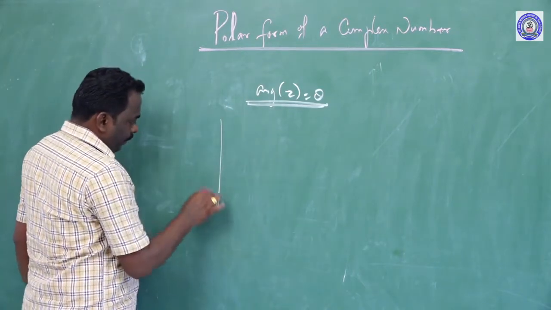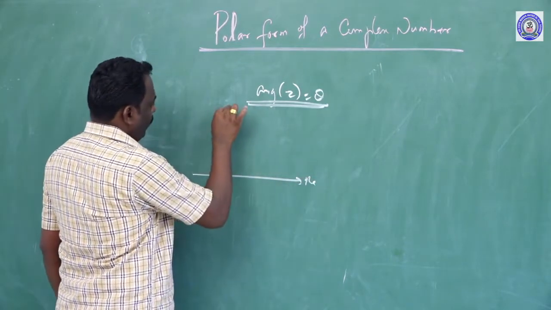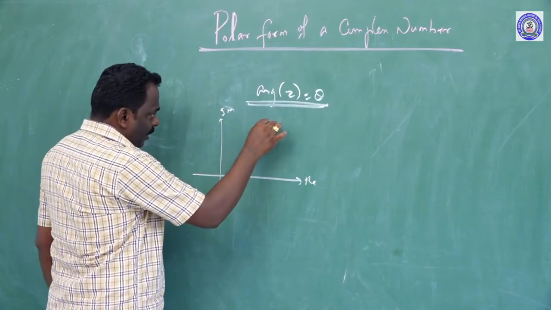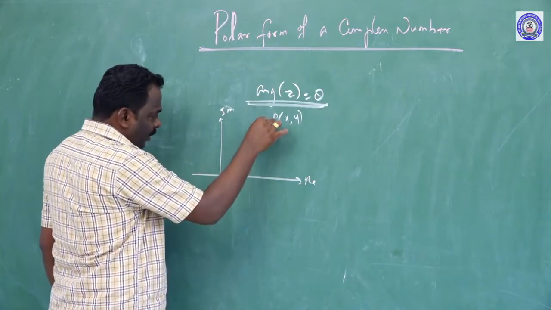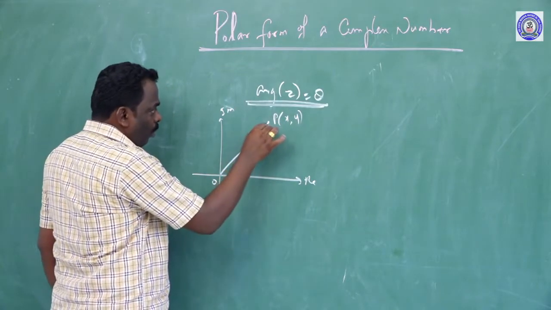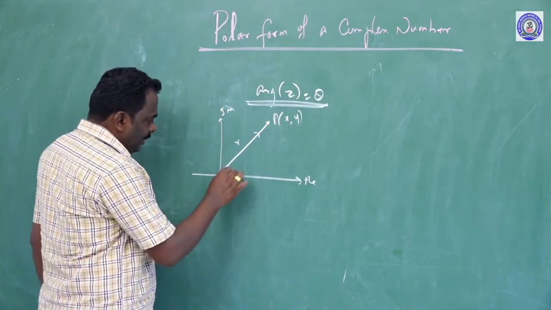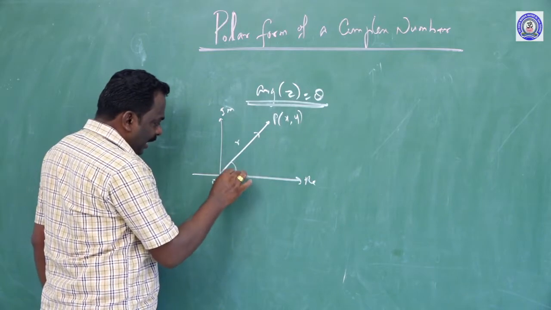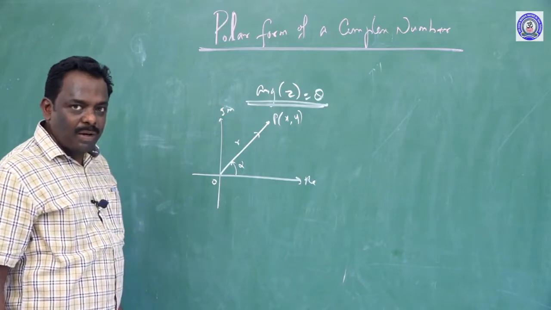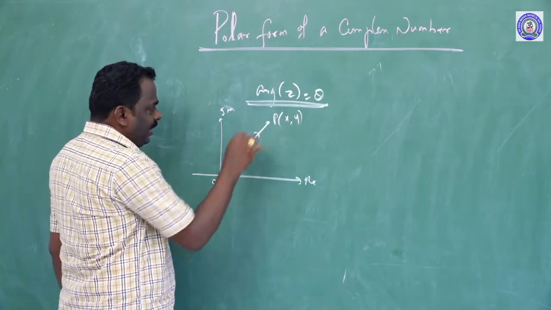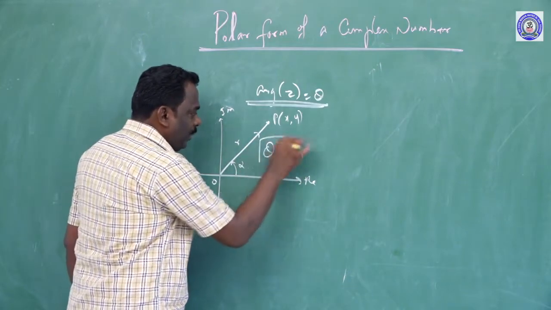Now first, a point P, x1 comma y1, lies in the first quadrant. The vector OP is defined by R. The angle between the line OP and the real axis is defined by alpha. Here theta lies in the first quadrant, and theta, the argument of z, is the angle of the vector R.